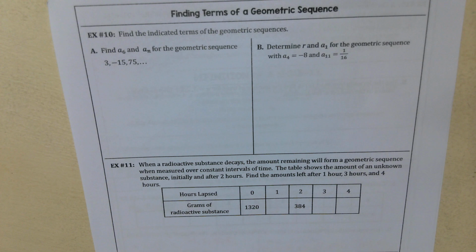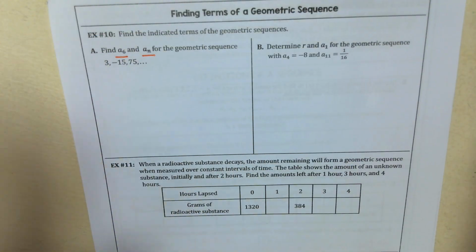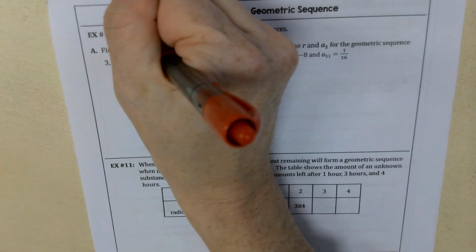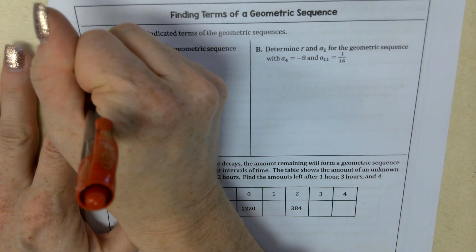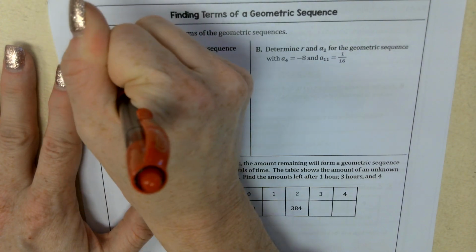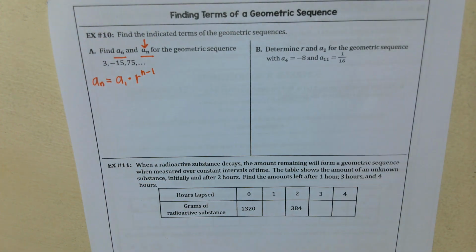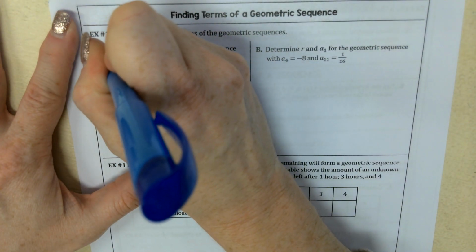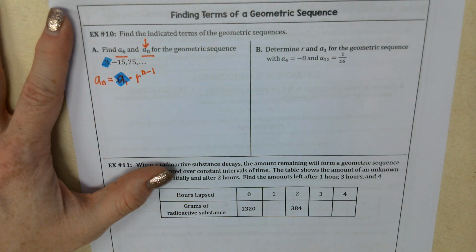All right, find the indicated terms of the geometric sequences. I am asked to find A6 and A sub n. This right here is where I would start. This is just the explicit formula. I'm just rewriting it because it's on a previous page. We need 2 things. We need our first term. We're going to substitute that in there.